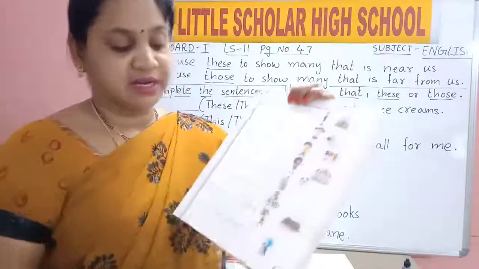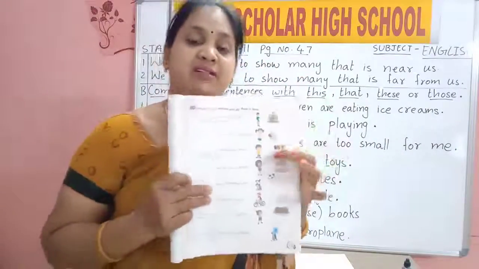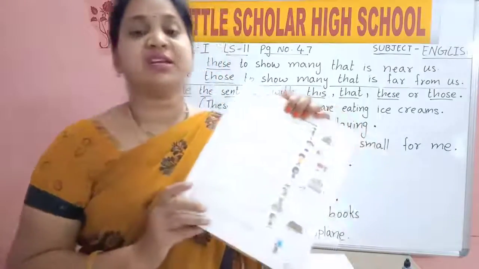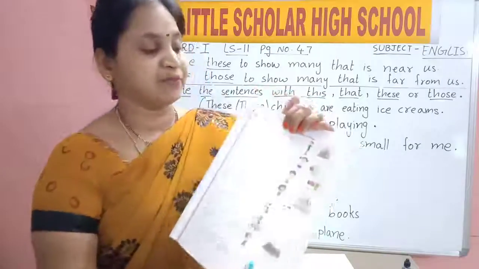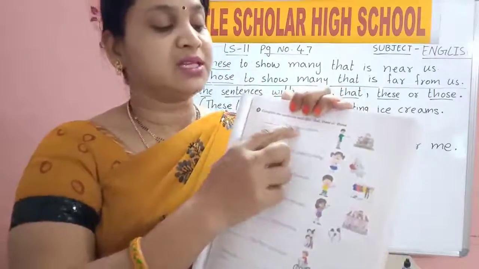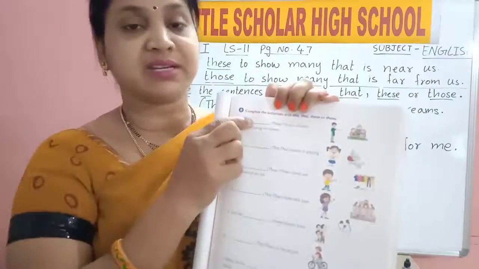Take your English grammar textbook, page number 47. You will write the answers along with me in this textbook. Page number 47, English grammar textbook. Here you see two options are given: these, those. Which one is correct? We should write it in the blank.